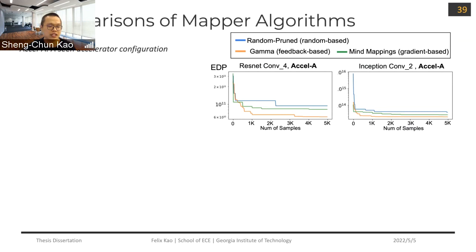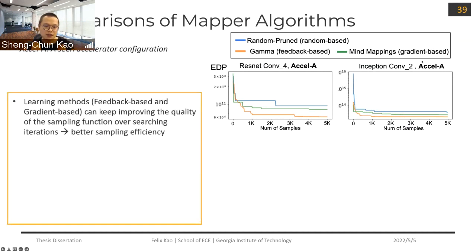Here we show the EDP convergence curves against the number of samples. You can observe quickly that the feedback-based and gradient-based methods, which are orange and green, perform better than random-based. Learning methods like feedback-based and gradient-based can keep improving the quality of their sampling functions, so they can achieve better performance.